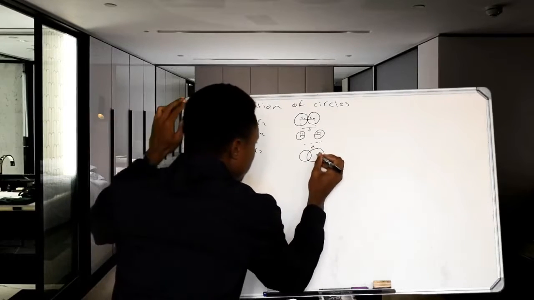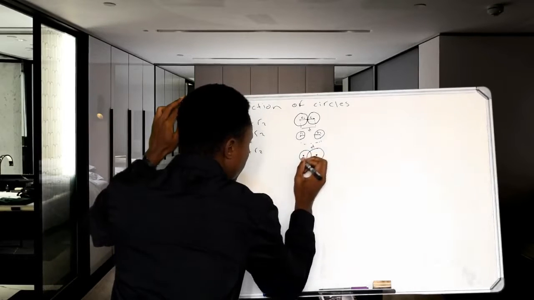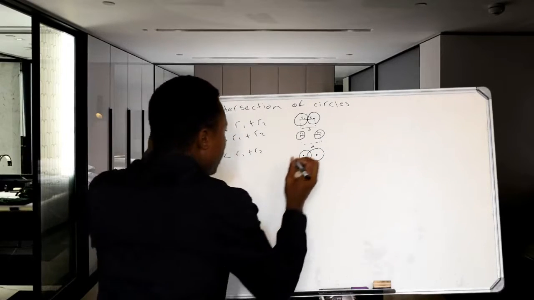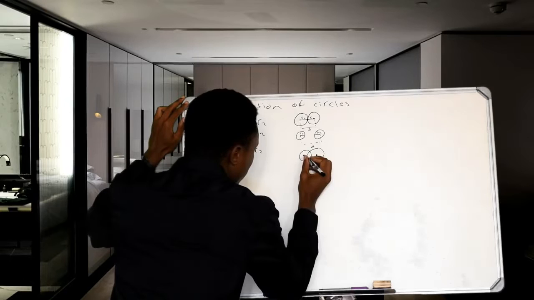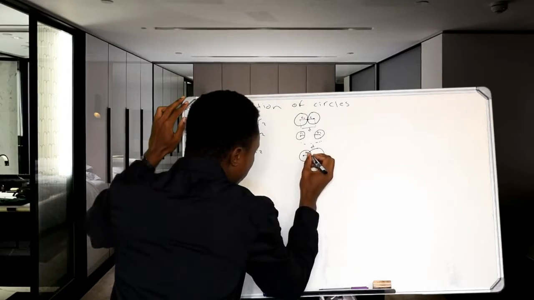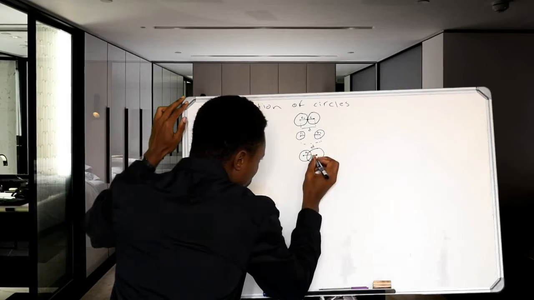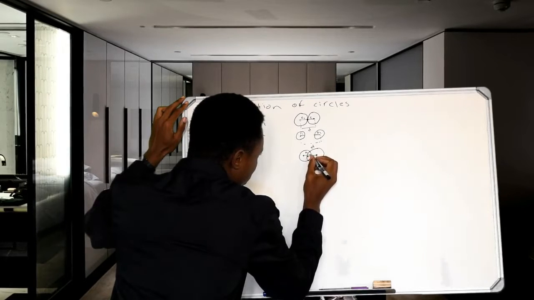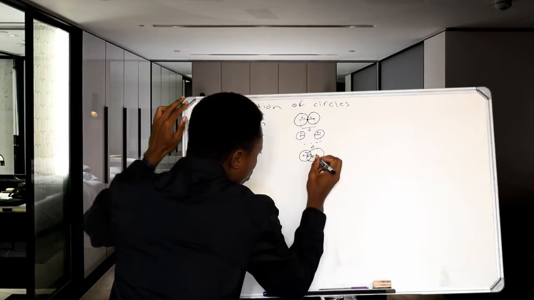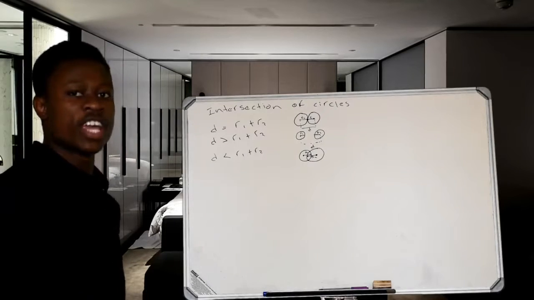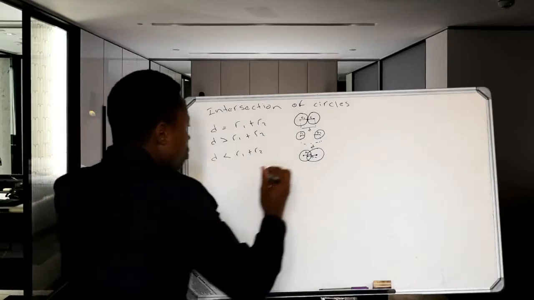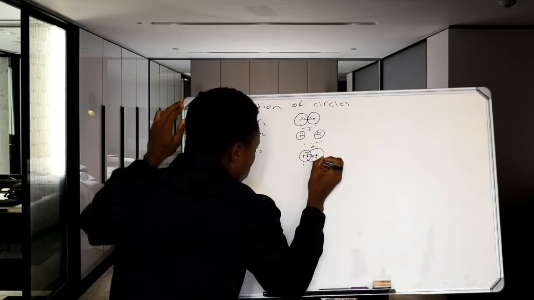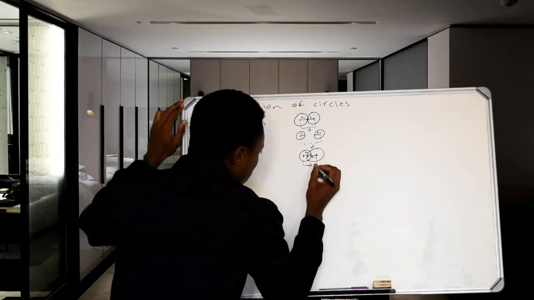So let's look at the centers. This is the center of that circle. This is the center of that circle, right? And this is the distance. This is R1, right? And this goes from there to there, and this is R2. Those are the two radii. But the distance between the two circles is still the distance between their centers, right?